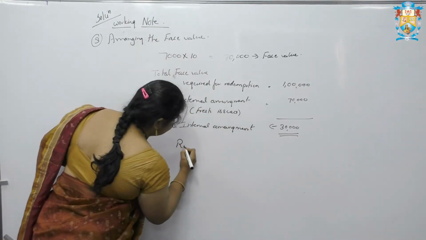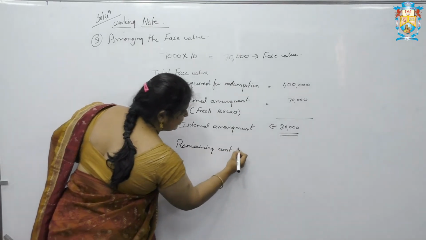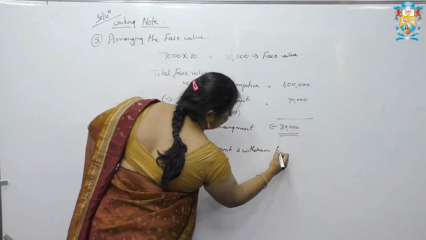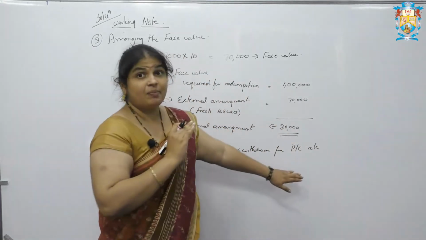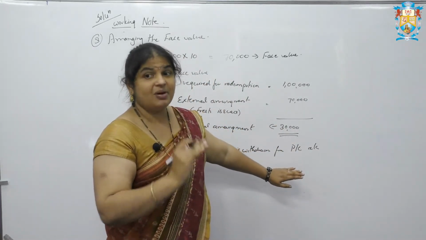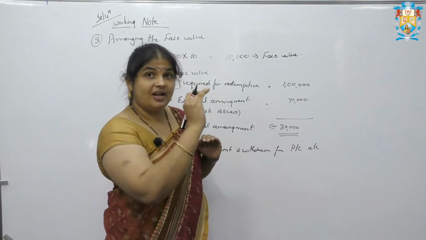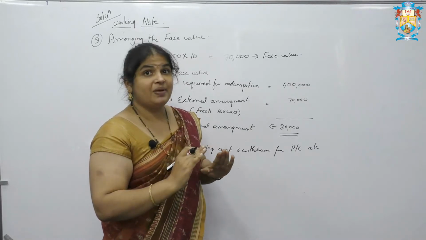So the remaining amount is withdrawn from profit and loss account. So here I have completed the procedure. That is nothing but I have completed arranging the money for the face value. So arranging the money for face value as well as arranging the money for premium is completed.